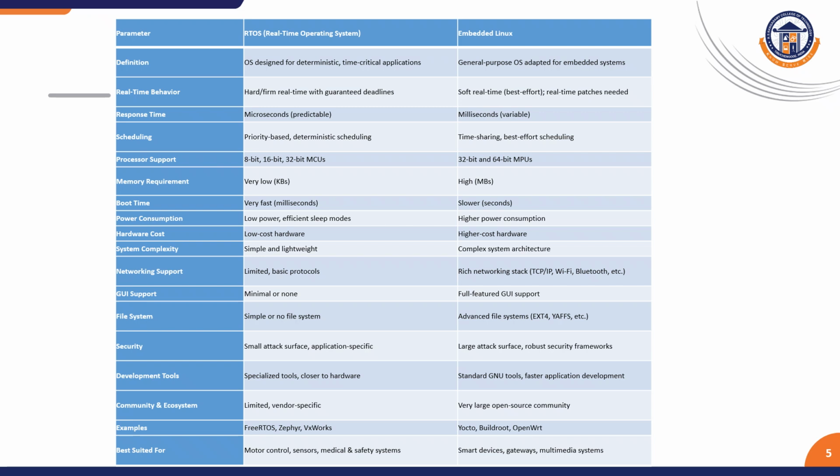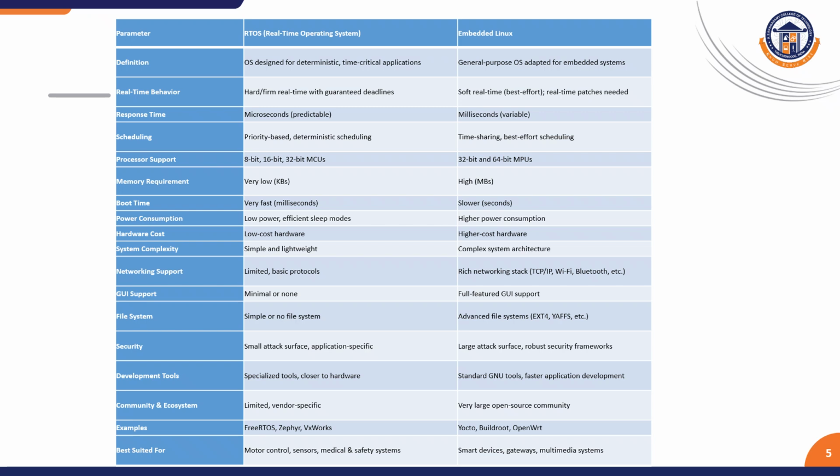Response time: a real-time operating system is predictable, in microseconds, but embedded Linux is variable, in milliseconds. Scheduling: a real-time operating system uses priority-based deterministic scheduling, whereas embedded Linux uses time-sharing best effort scheduling. Supported hardware: a real-time operating system supports 8-bit, 16-bit and 32-bit microcontrollers, whereas embedded Linux supports 32-bit and 64-bit microprocessor units.